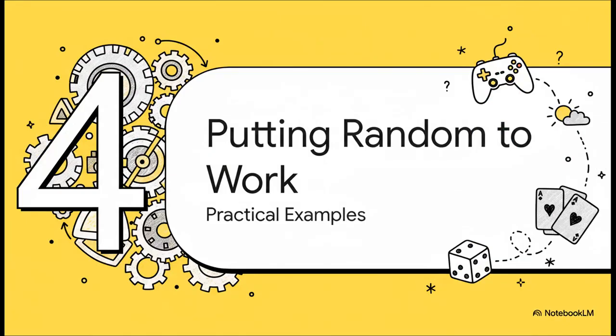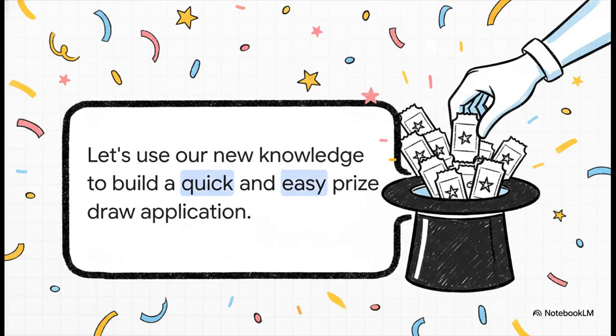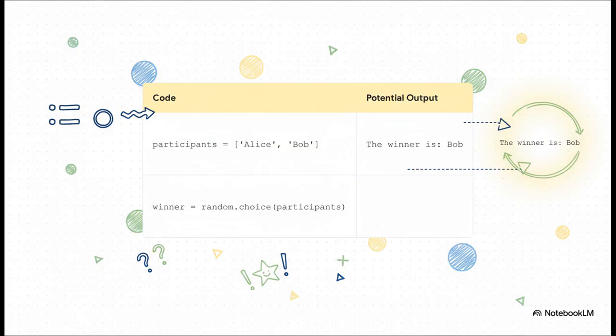So we've seen all the individual tools. Now for the fun part. Let's see how we can put them together to build some genuinely useful stuff. First up, let's do a classic. We're going to use what we've learned to build a super fast prize draw application. Who's going to be the lucky winner? Let's find out. And I mean, look how simple this is. We just make a list of our participants, Alice, Bob, Charlie. Then we use our new friend, random.choice, to just pick one name out of that hat. That's it. In basically 2 lines of code, we have a fair and random winner.